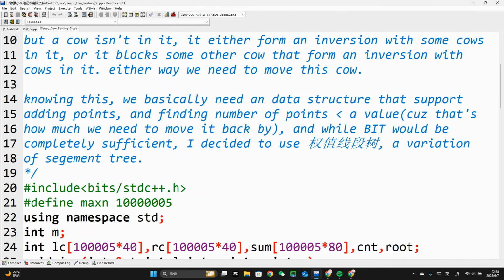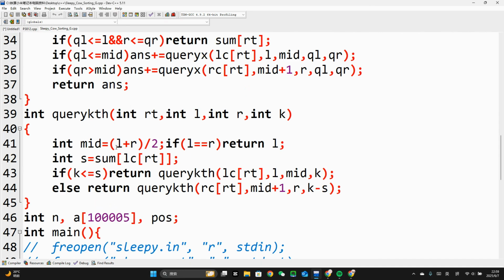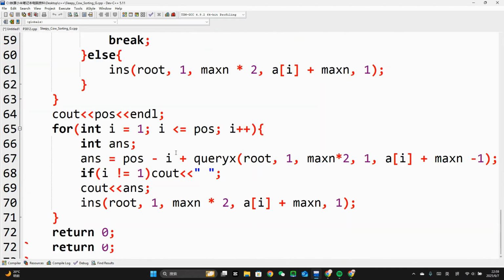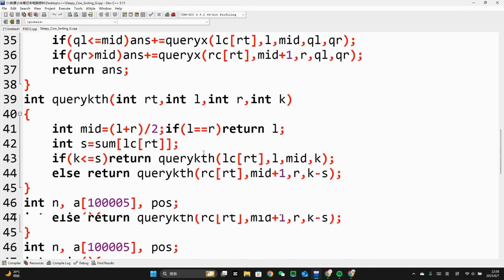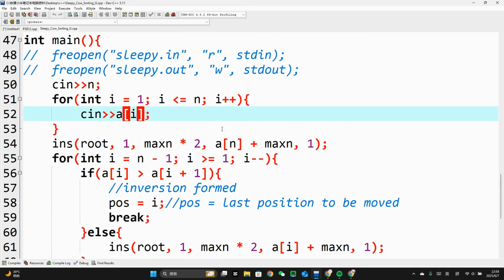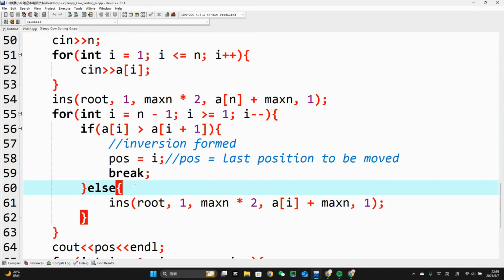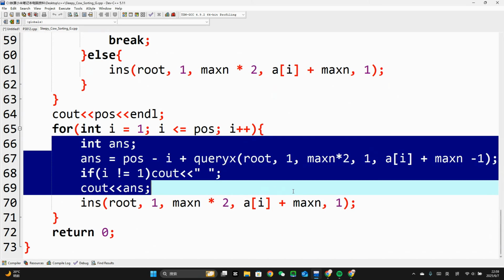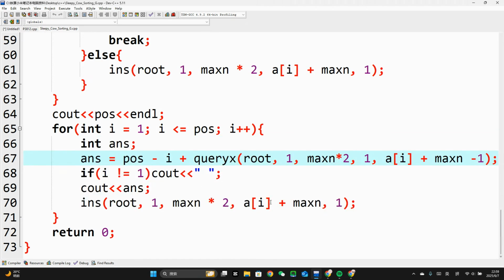Now we just need some kind of data structure that supports adding points and finding the number of points that are less than a certain value, so we know how much we can move it back by. And while a BIT, binary indexed tree, is completely sufficient, I decided to use a variation of the segment tree called the weighted segment tree. So here's the overly complicated lengthy solution, while you can just simply use the BIT, which will be completely sufficient. And the code other than the BIT or segment tree in this case is very simple. You input the sequence. For each of them, you check whether it's in the maximum increasing suffix, insert it into the segment tree if it is, and then find the number of spots you need to move each cow back by. And we're done.